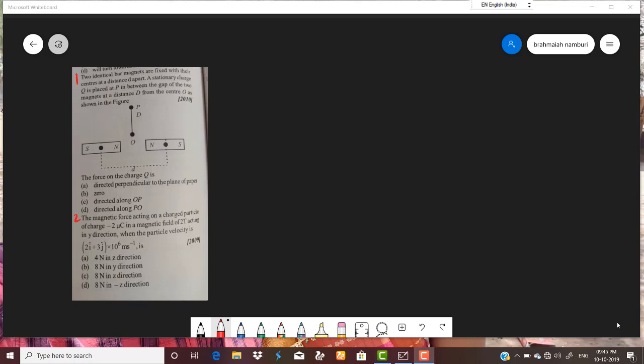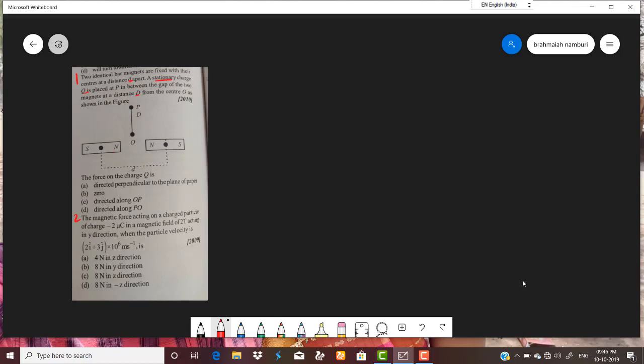Let's go now. So first question we have to see here. First question: two identical bar magnets are fixed with their centers at a distance d apart. A stationary charge q is placed at P between the gap of the two magnets at a distance d from the center O as shown in figure.